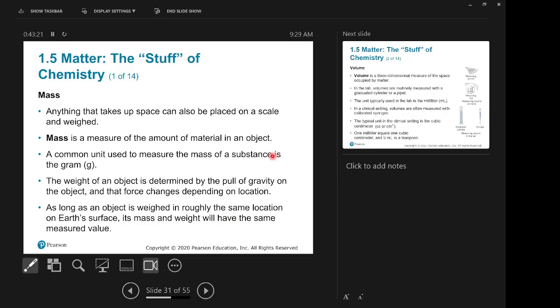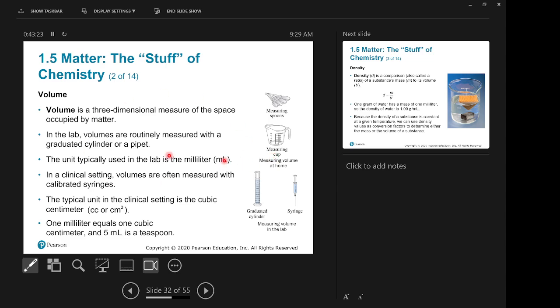Okay, the volume. This is going to be a three-dimensional measure of the space occupied by the matter. Typically, it's represented as a width, length, and height multiplied by each other, right? Same as the volume of a cube. In the lab, volumes are routinely measured by graduated cylinders or pipettes. This is a graduated cylinder. This is a syringe, which is a type of pipette. There are other types; these are other volume measuring tools.